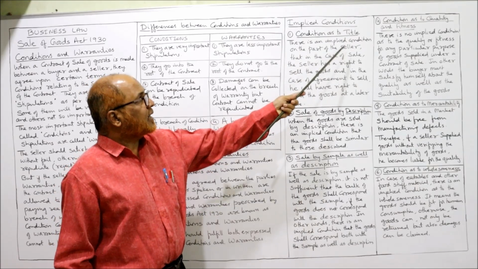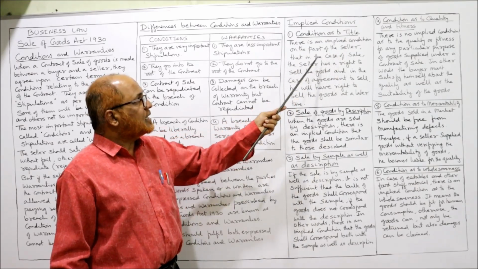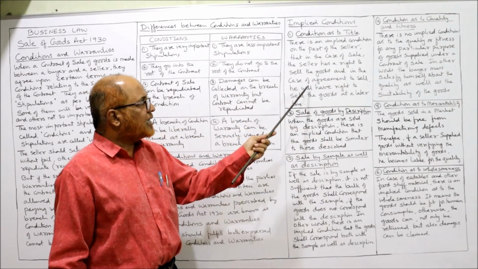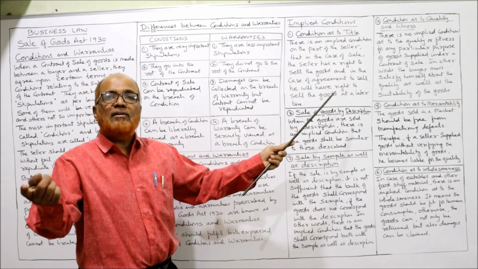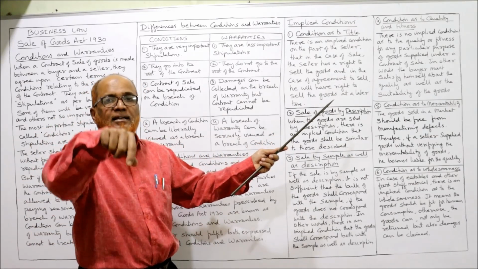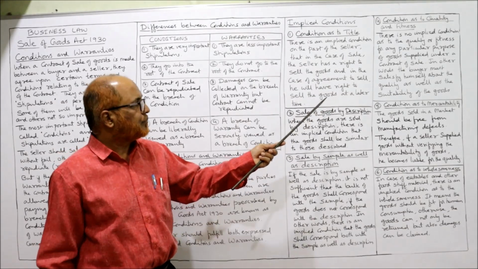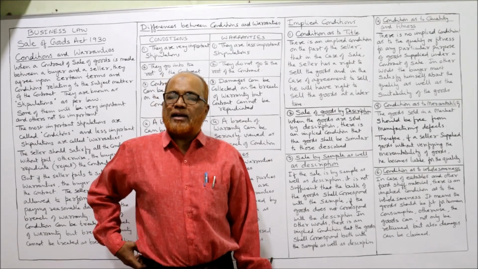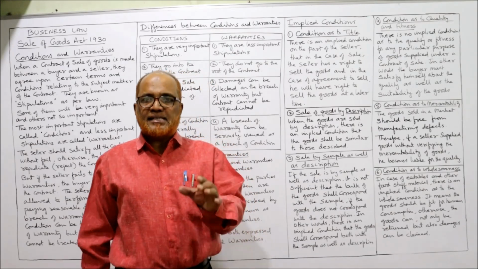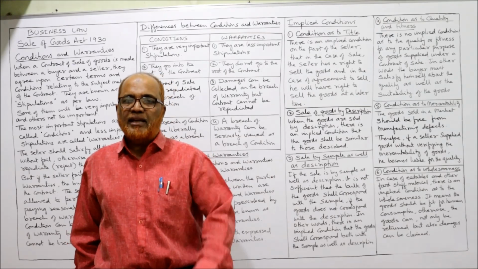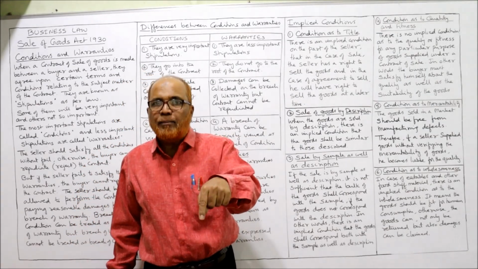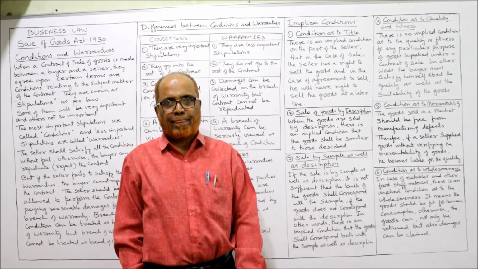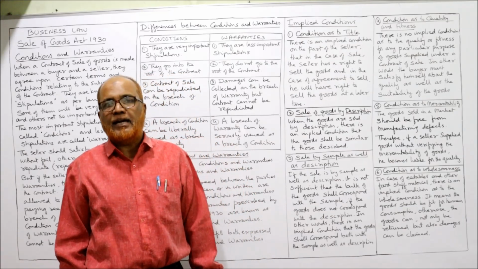So there is an implied condition on the part of the seller that in case of sale, the seller has a right to sell the goods. And in the case of an agreement to sell, he will have the right to sell at the time when the sale is to be made, at a later time. That means whenever there is a contract of sale, it is understood that the seller has the right to sell. And in case of an agreement to sell, the seller will have a right to sell at a later date. That is the first implied condition.